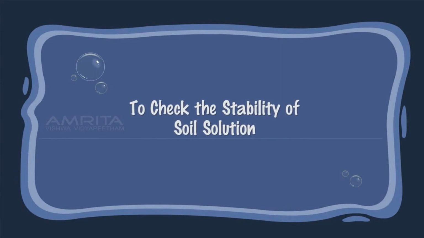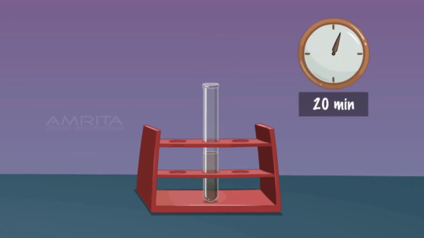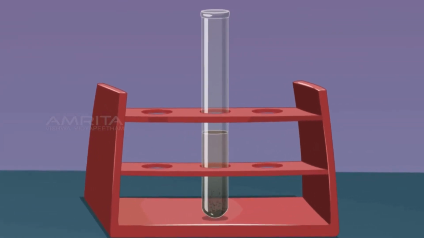To check the stability of soil solution, take some soil suspension in a test tube and leave it in the test tube rack for 20 minutes. You will note a gradual settlement of soil particles at the bottom of the test tube. This indicates that a suspension is unstable and shows settlement of heavier particles.